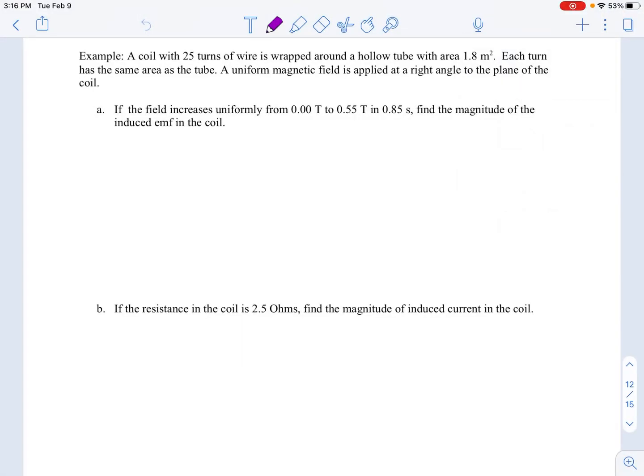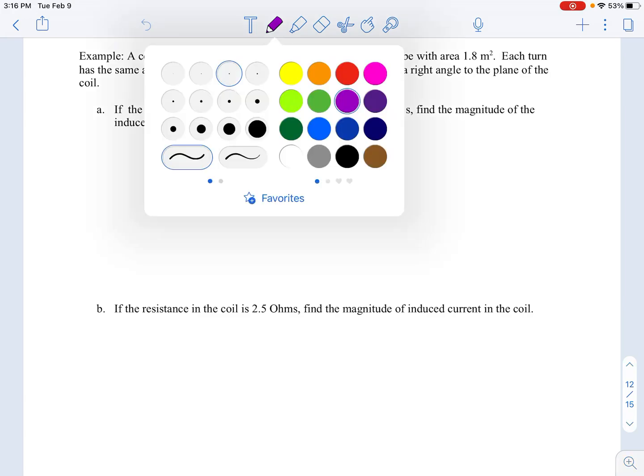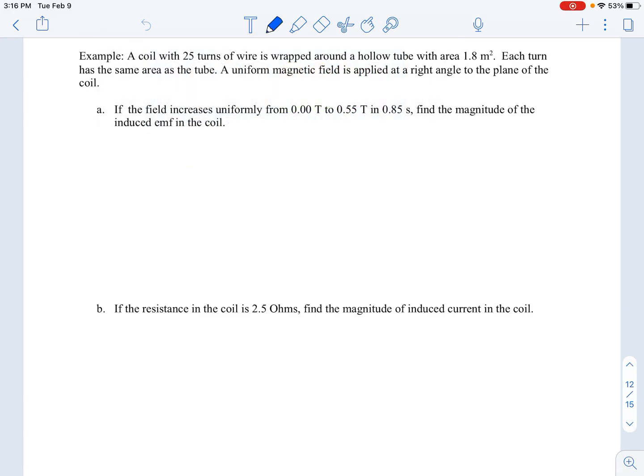Here we go with part 2 of section 5.4. These notes have to do with flux, magnetic fields, and currents. Here's our first example for this video.